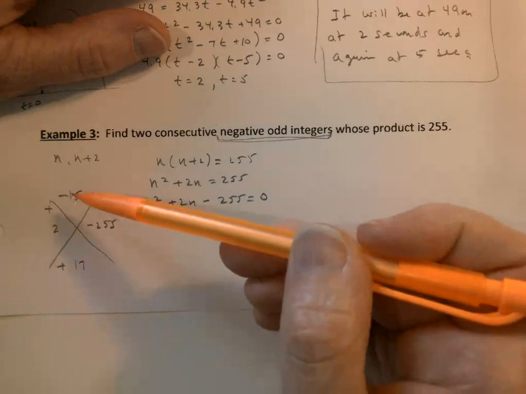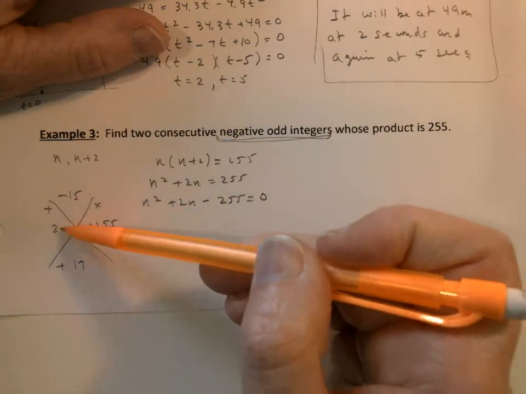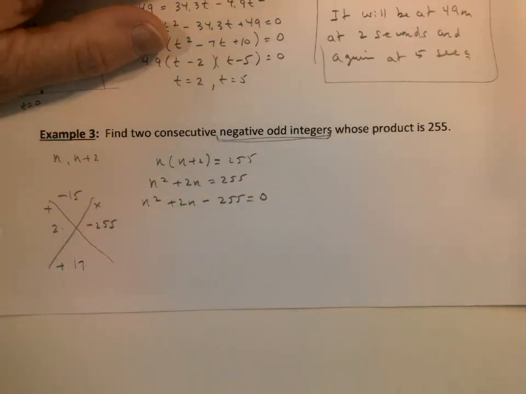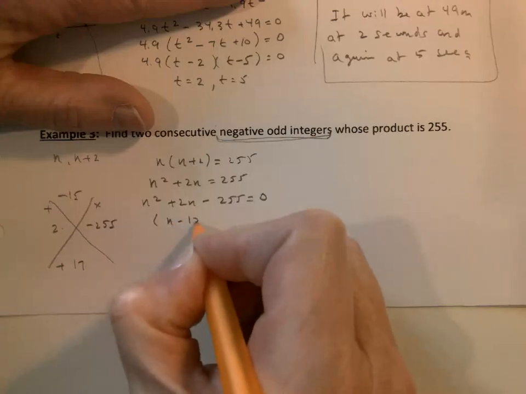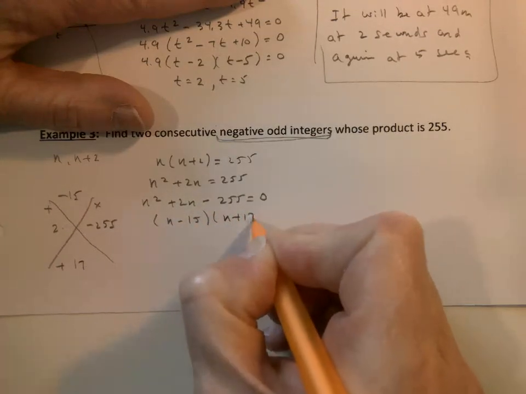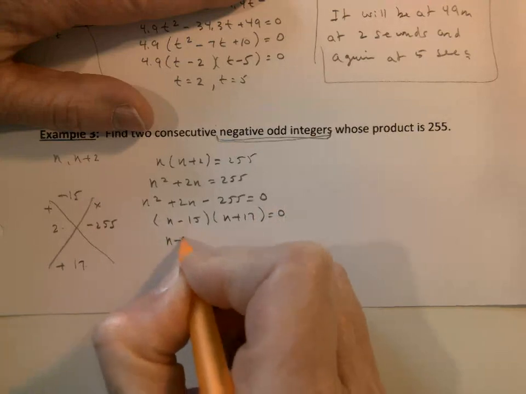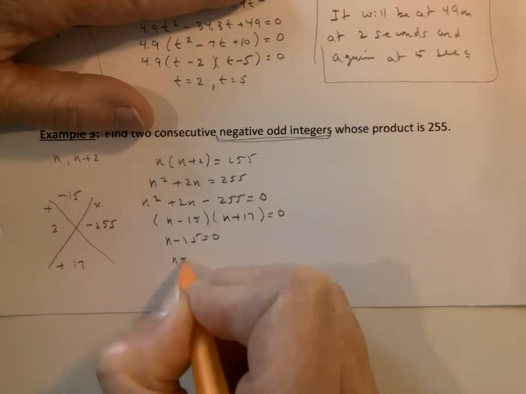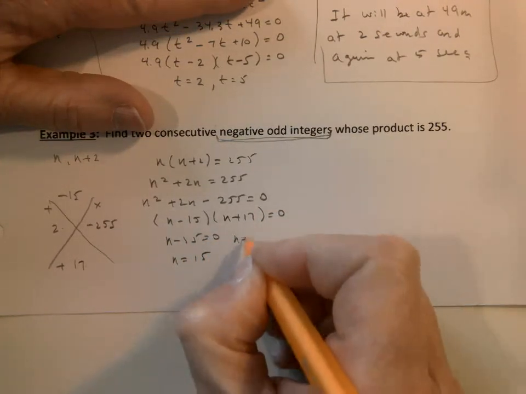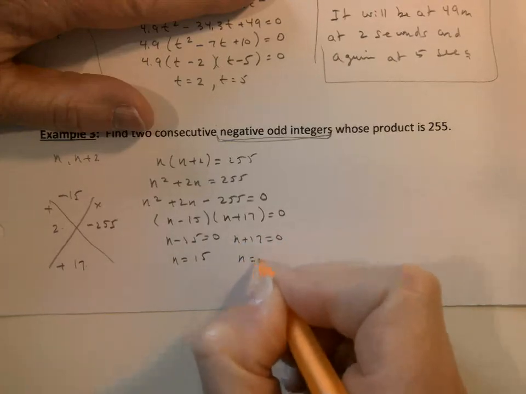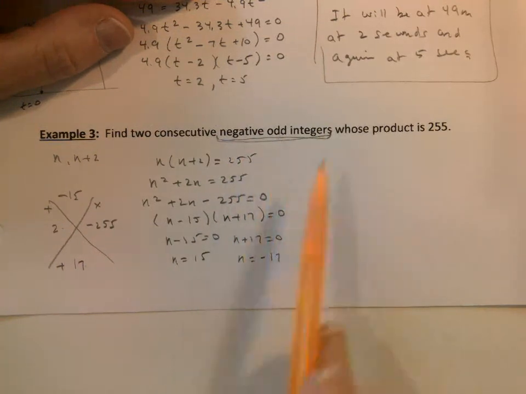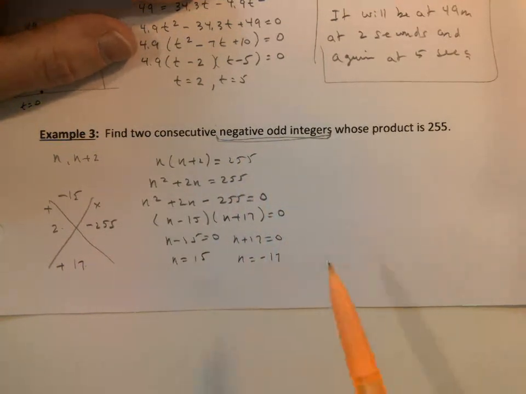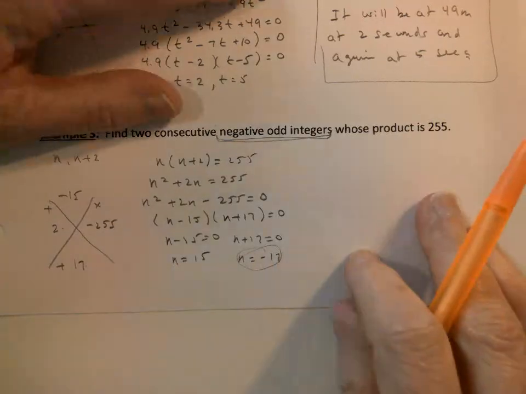So double check. Negative 15 and positive 17 is positive 2. If I multiply 15 times 17, I get 255. So that one's correct. So I have n minus 15 and n plus 17 equals 0. So n minus 15 equals 0, so n would equal positive 15, and n plus 17 equals 0, so n would equal negative 17. Now remember we said we're looking for a negative odd integer. Well, they're both odd, but only this one is negative.